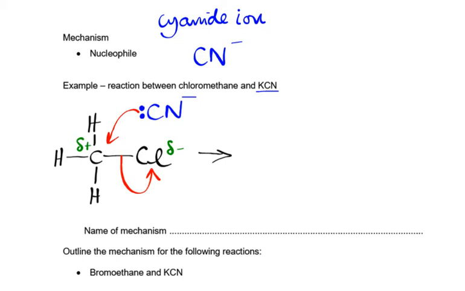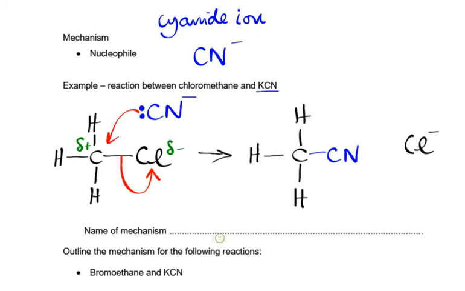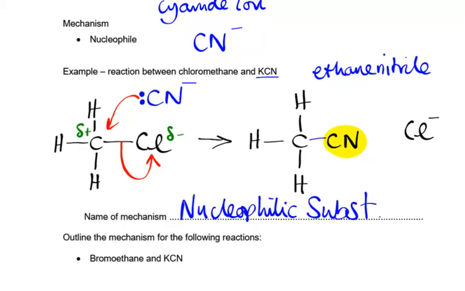So well done if you got that. It looks a little bit strange sometimes, the way that we'd show that almost looks incomplete, but remember that there's a triple bond between the carbon and the nitrogen. See if you can work out what the organic product is called. Well done if you got ethane nitrile, and again see if you can remember what the name of the mechanism is. So that's nucleophilic substitution. Let's have a go at another one.